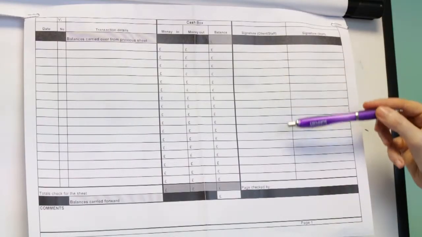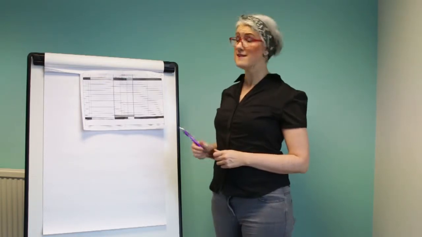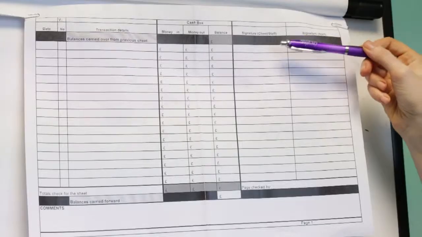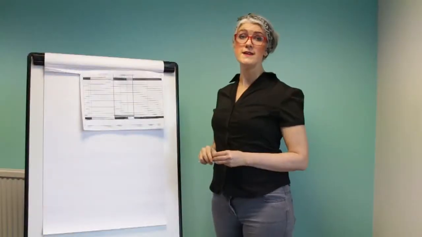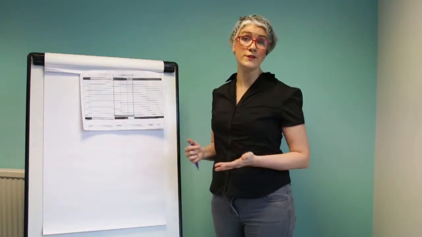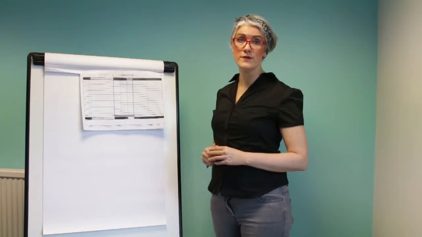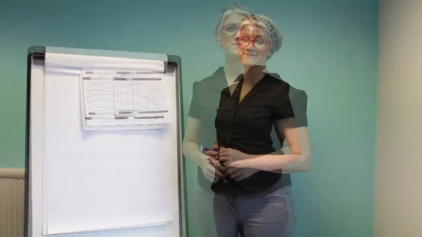Now we come to signatures. 2 signatures are required if possible, preferably 2 members of staff. If the service user has capacity, then they can sign the first signature column and the staff will sign the second one. If you are lone working, then it's acceptable to sign the column and in the second column write lone working, or LW. And that completes the entire row when we're recording money out of a fund.